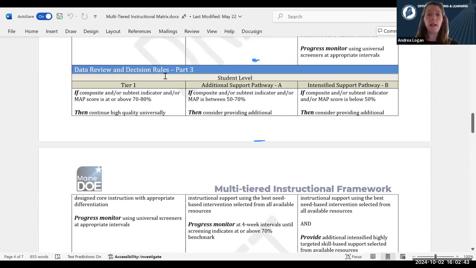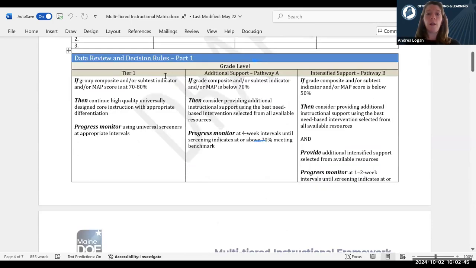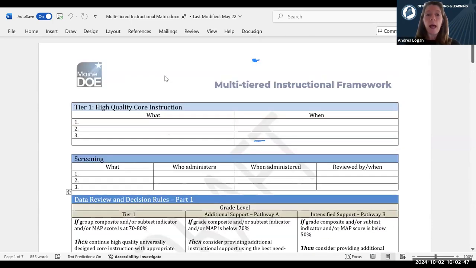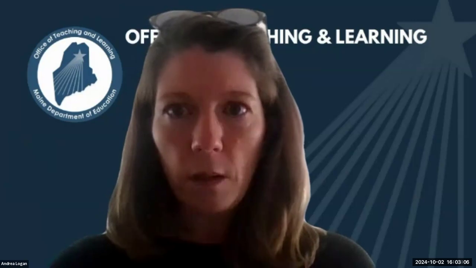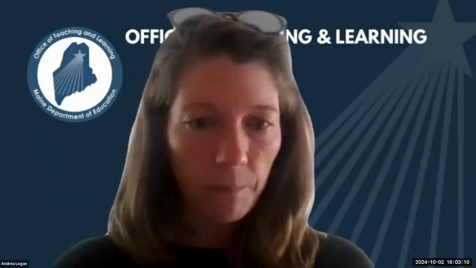Okay, so here is the tiered instruction matrix tool. And now what I'm going to do is break us off into breakout rooms for about 10 minutes for you to have an opportunity to look at this document. And let me make sure I actually have the link for you to do this, because this is a Word doc that's firewalled now that I think about it. Okay, wait a moment.